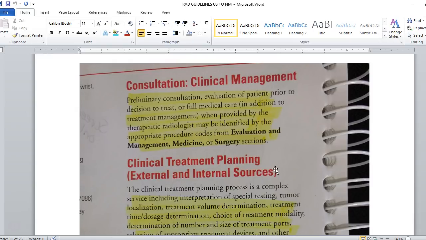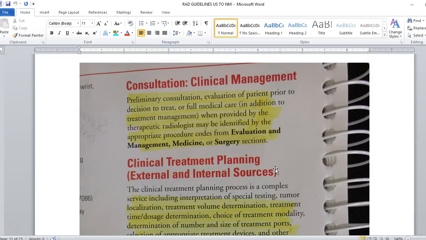So the first thing we have to keep in mind is, who are you coding for? Because most of the time, you're not coding for both providers. A lot of times you're coding for the radiation oncologist, or you're coding for the oncology infusion center for chemotherapy.